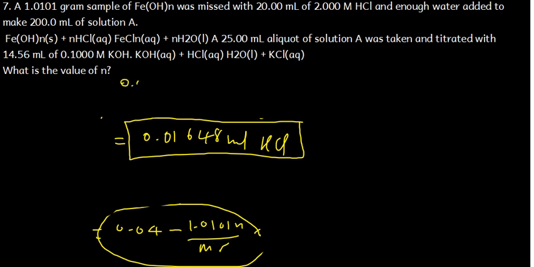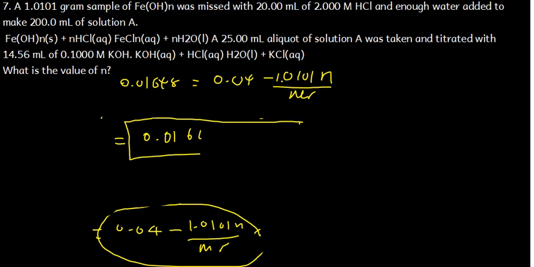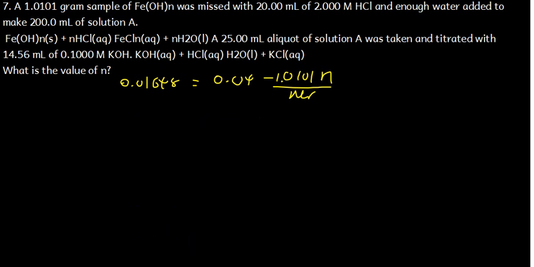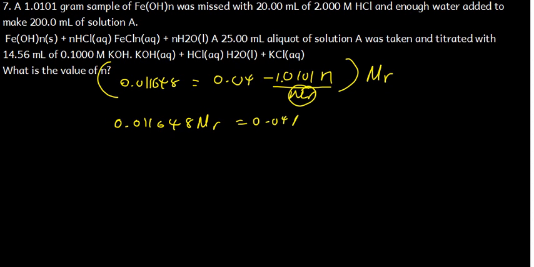So what we are saying is the 0.01648 is supposed to be equal to 0.04 minus 1.0101 N over Mr. Now this molar mass is for the iron hydroxide that we need to pay attention to. Okay. So at this point I can multiply everything by what is down there so that it doesn't appear. So we're going to have 0.01648, and then we're multiplying by the molar mass, and that should be equal to 0.04 also multiplied by the molar mass, and then minus 1.0101 N.